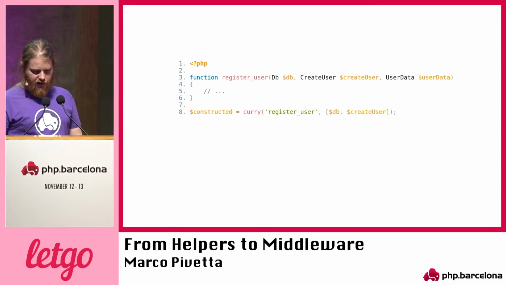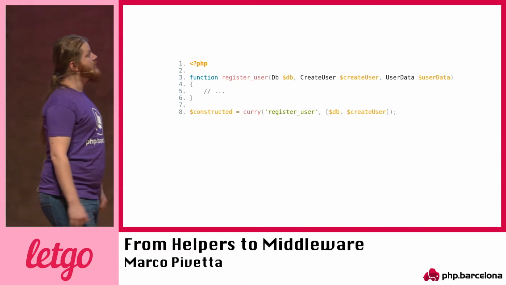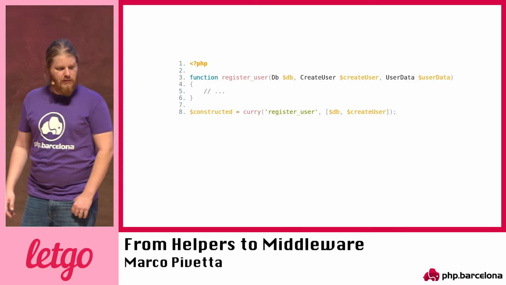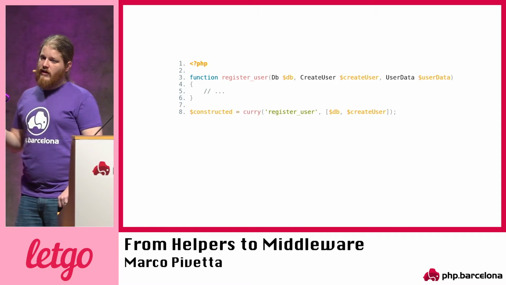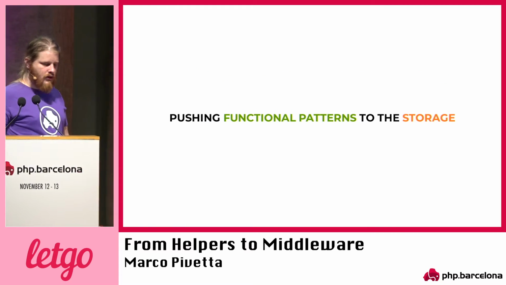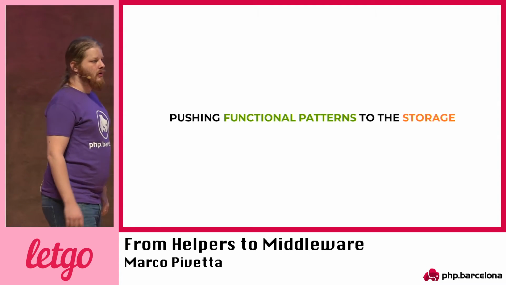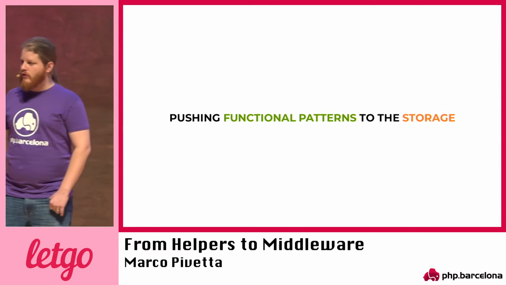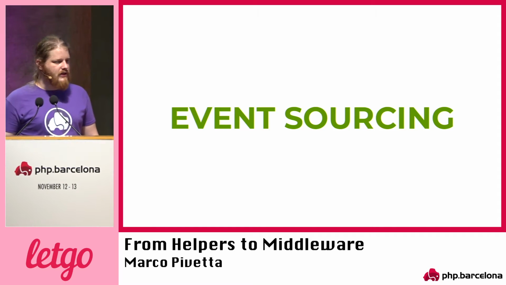And what I can do is I can curry it. So I can say the curried function is register user with the database and create user parameters removed. Okay? So we are effectively doing functional programming. So if we take this and we start pushing functional programming further, we get away from things like ORMs as well. So we start seeing patterns like event sourcing.